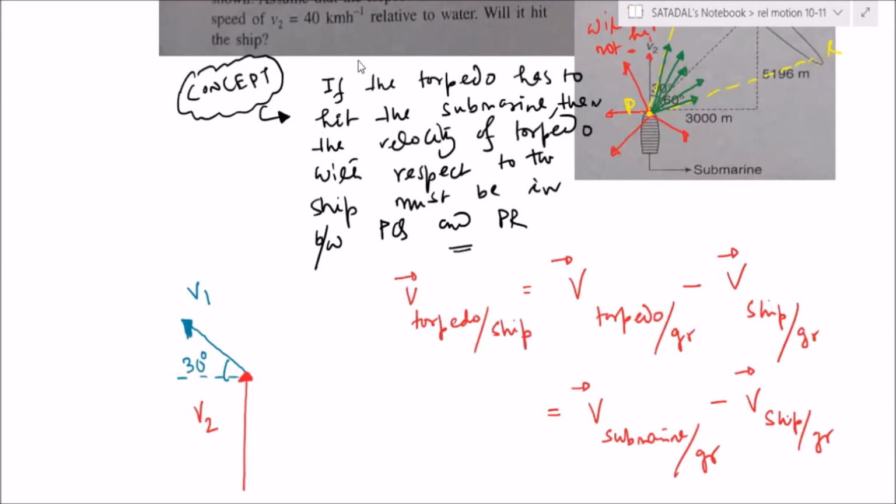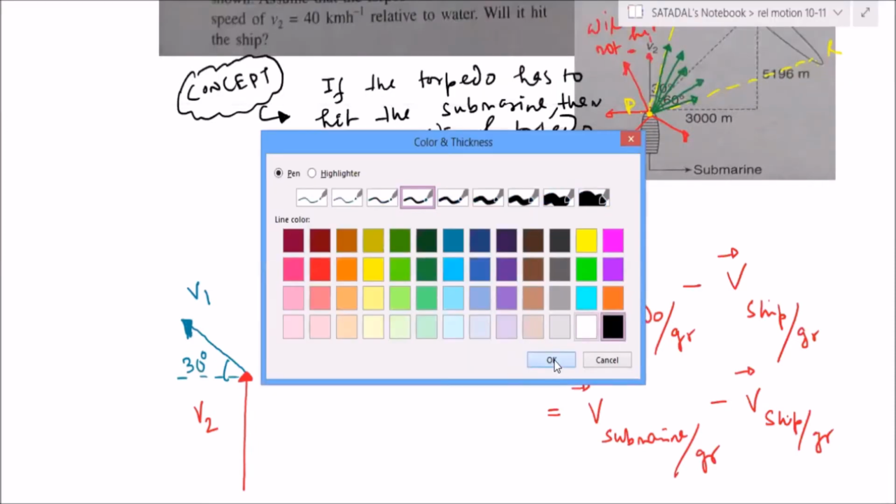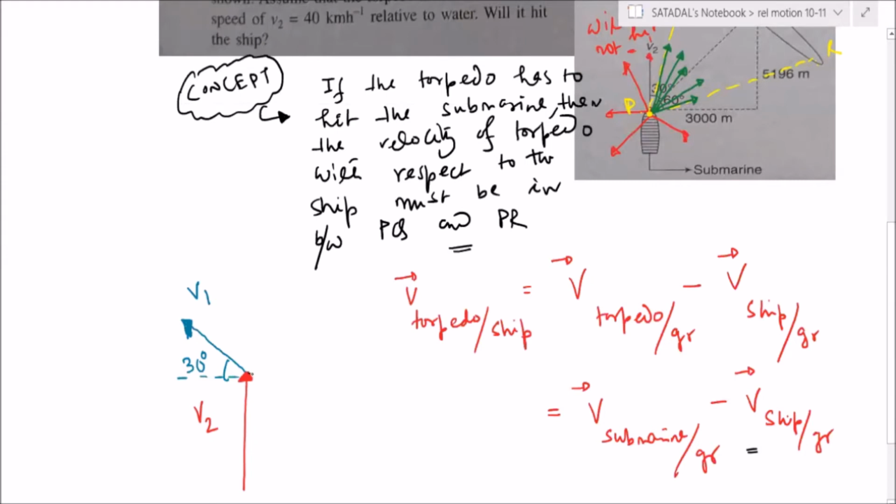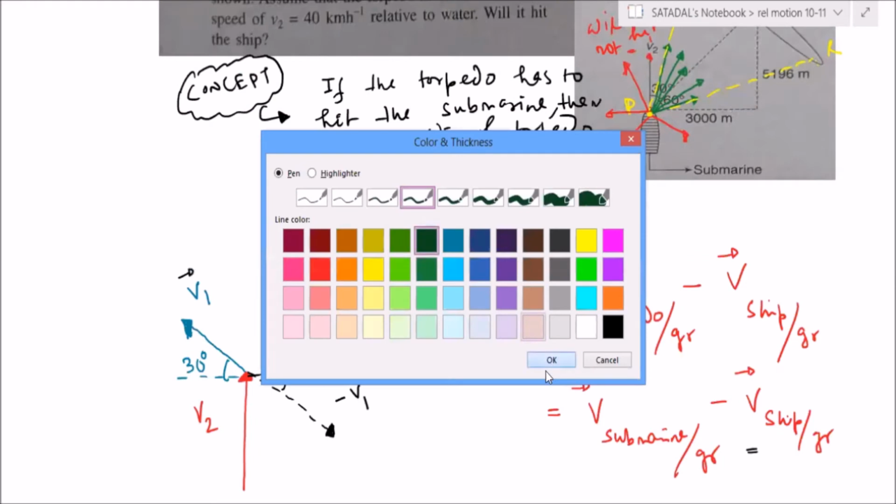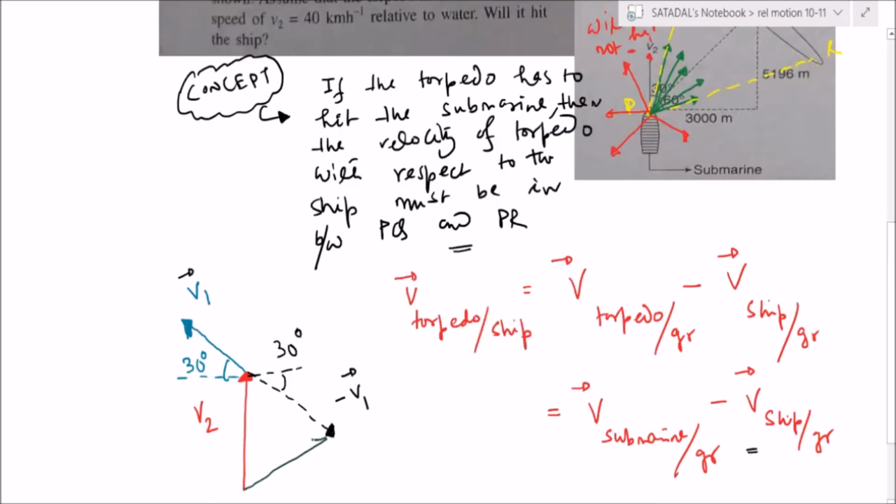So what should be the direction of minus V1? Because here minus V1 will come. So this must be the direction of the minus V1 vector. So this angle is also going to be 30 degrees. Then what is the resultant? This is going to be the resultant. This is the velocity of the torpedo with respect to ship.